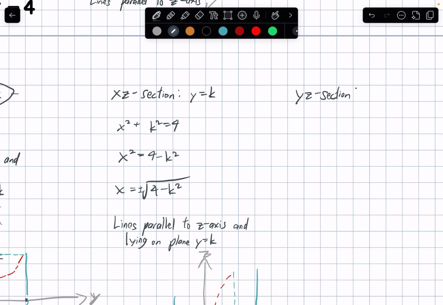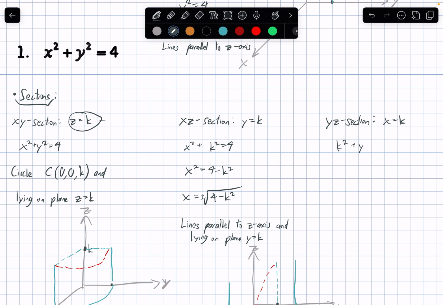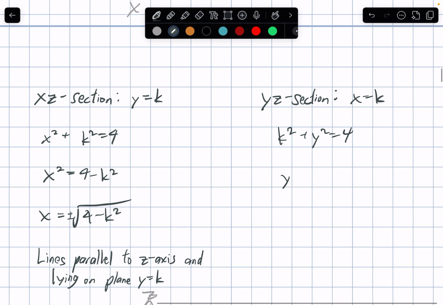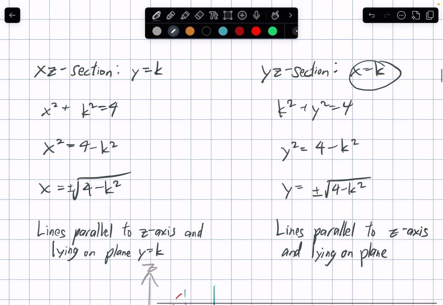YZ section, x is equal to k. K raised to 2 plus y squared equal to 4. Do the same thing. Transpose k to the right side. Lines are also parallel to the z-axis, coming from what we found out earlier. And it is lying on the plane, what plane? X equal to k.